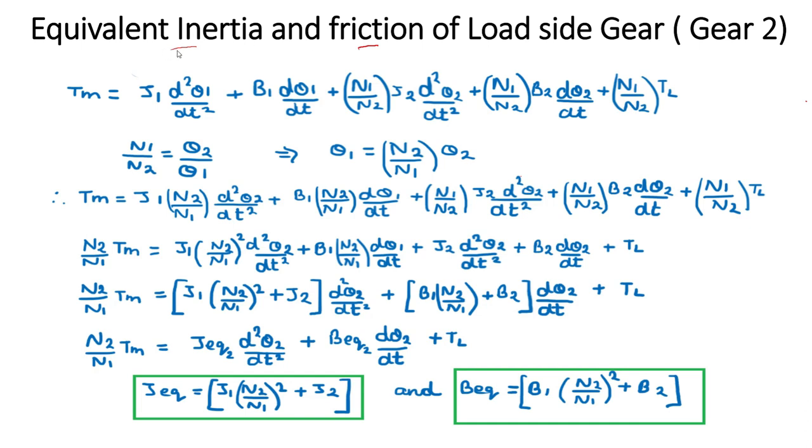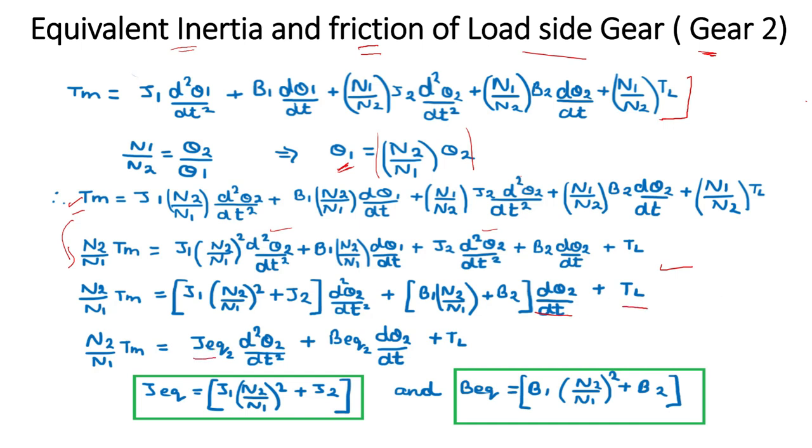Similarly, we will find equivalent inertia and friction element of load side, meaning gear 2. So this was your basic equation, and here now we will replace theta 1 and write this. So we will get this equation, and then we will do some adjustment by multiplying N2 upon N1 in all this equation, and we will get this. So now we will take common all the double differentiation terms together and all the single differentiation terms together and all the other elements together.